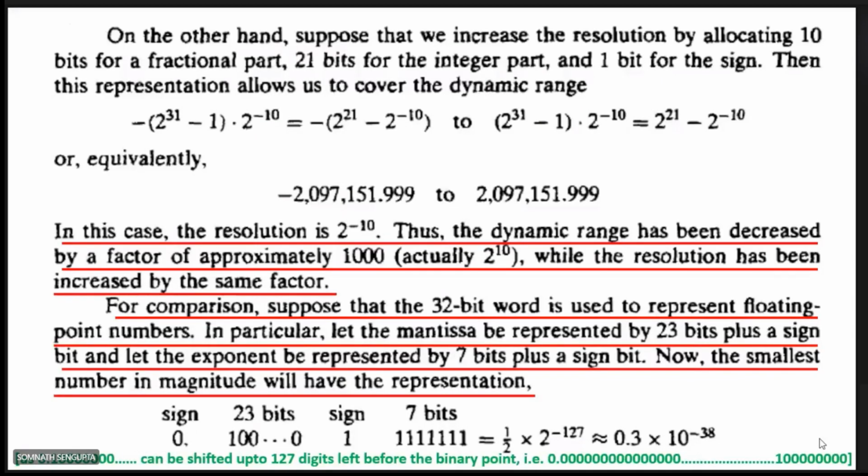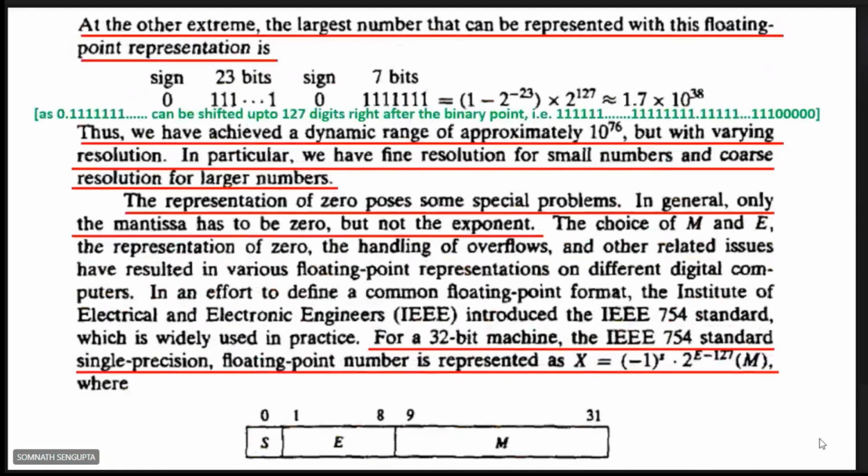Then similarly, what is the largest number in floating point? That is what I have explained in the green line. For the largest number, the sign bit is 0, we are considering a positive number, and the remaining 23 bits are all 1, that is the highest mantissa. The highest mantissa possible is when all bits are 1. So we keep all 23 bits 1.